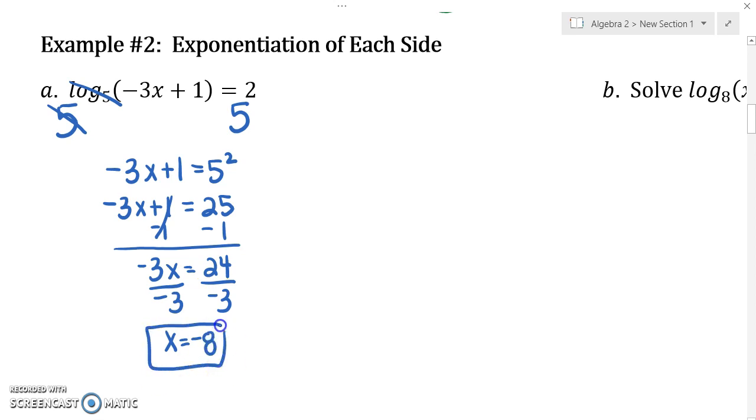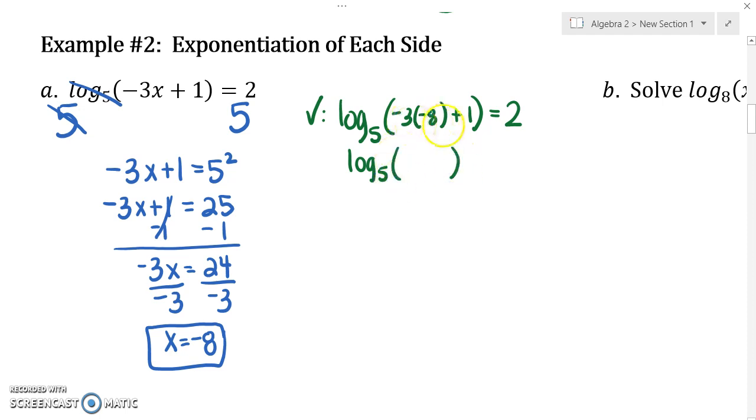So that's our answer. I'm just boxing it for right now, but I do want to check my work to make sure if this works. So I have log base 5 of negative 3 times the negative 8 plus 1 equals 2. So I want to know log base 5. All right, let's see what this number is. Negative 3 times negative 8 is 24, plus 1 is 25.